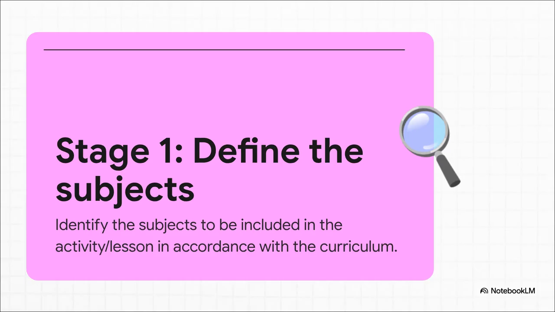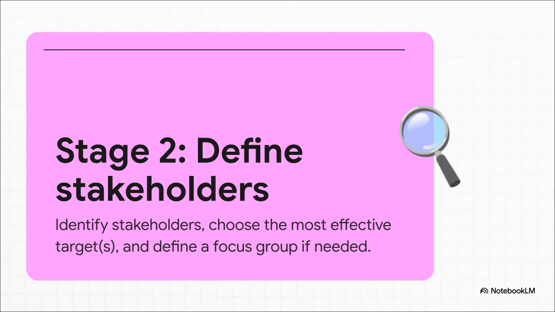All right, first up we have stage 1, which is all about defining the subjects. You can think of this as the foundation for everything else. It's where the whole teaching team gets together and decides, okay, what curriculum topics are we going to focus on? This way, everybody is on the same page right from the get-go. Okay, moving on to stage 2, which builds right on top of that. Defining the stakeholders. And listen, this is way broader than you might think. We're not just talking about the students. We're talking about everyone who's affected. Families, the school administration, you name it. The goal is to make sure the lesson works for the entire community.